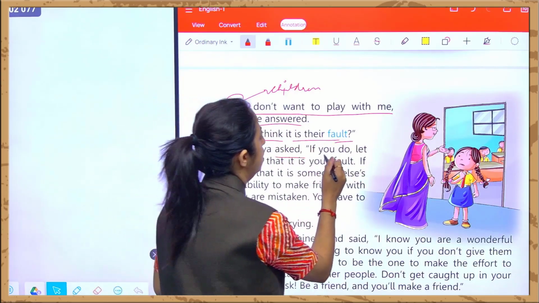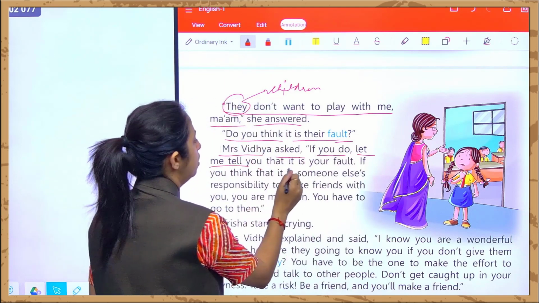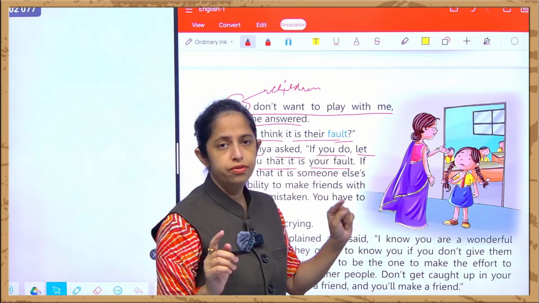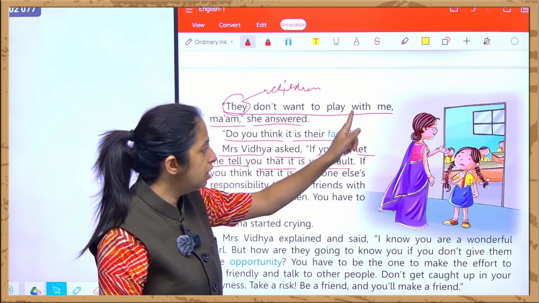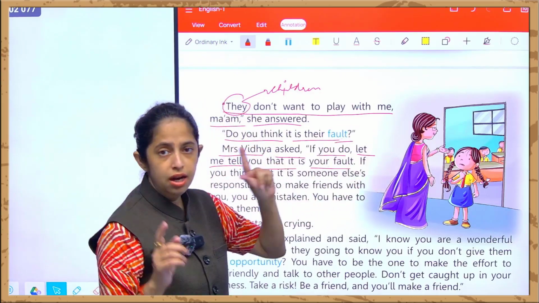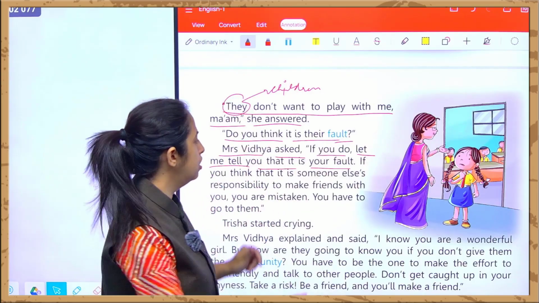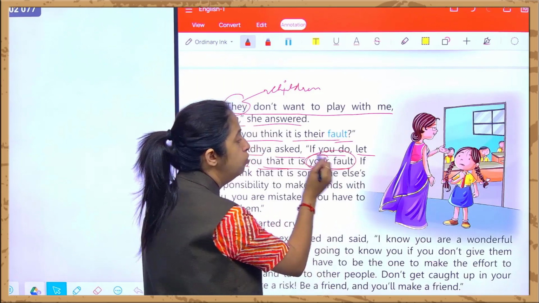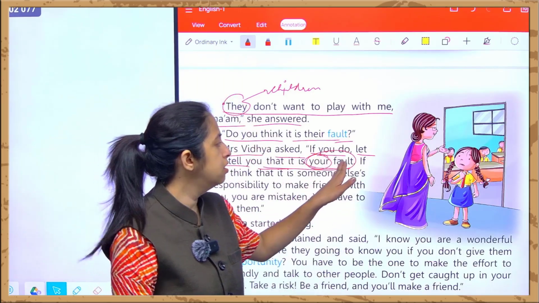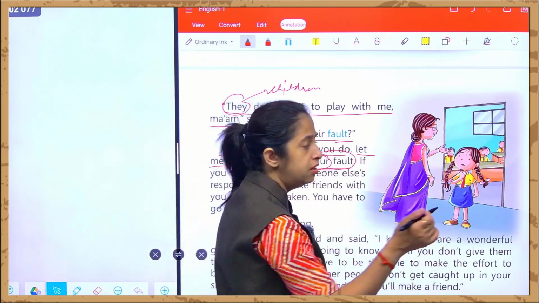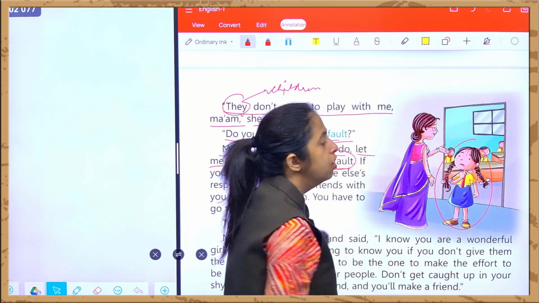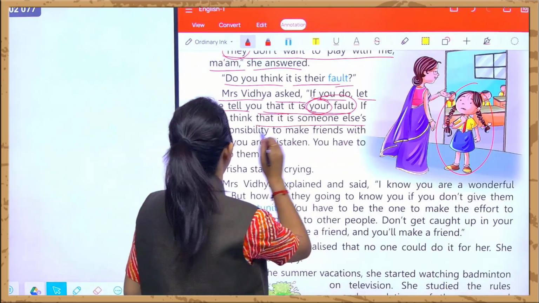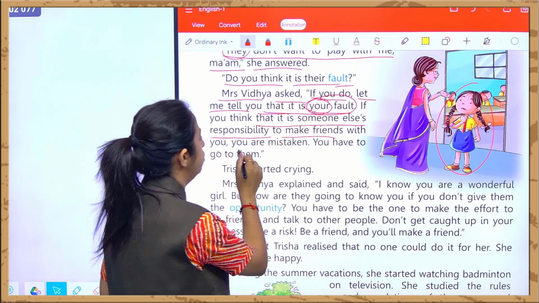Mrs. Vidya asked. If you do, then let me tell you that it is your fault. What is she saying? Teacher is saying if you are not interacting with these children, then let me tell you, मैं आपको एक बात बताना चाहती हूँ, that this is not their fault. बच्चों का fault नहीं है. This is your fault. Whose fault? Teacher is telling that it is entirely the fault of Trisha, not her classmates. And if you think that it is someone else's responsibility to make friends with you, then you are mistaken.